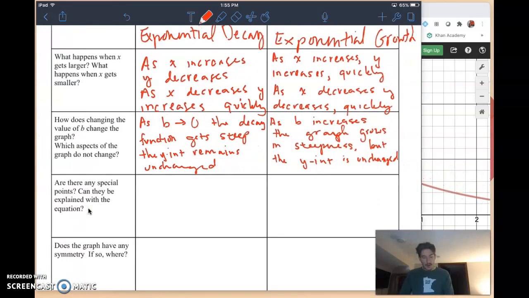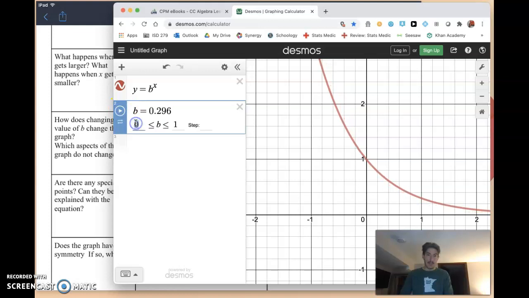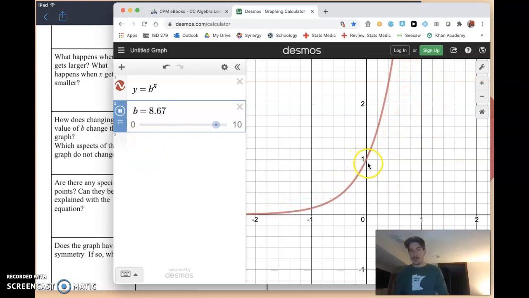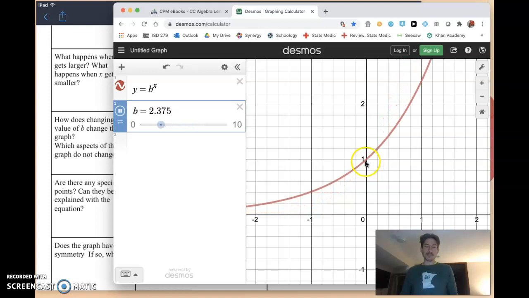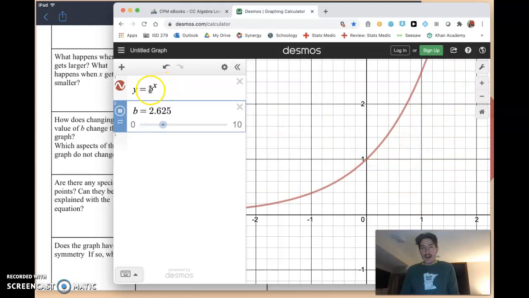All right, are there any special points? Can they be explained in the equation? Certainly that y-intercept is a very, very special point. Here we notice that it is 1. I'll put this back to be the values from 0 to 10, so it shifts from growth to decay and back. And now maybe your eyes are trained in on that y-intercept. The question, though, is can this be explained with this function? And the answer is yes. But we maybe don't have the tools yet to do that.